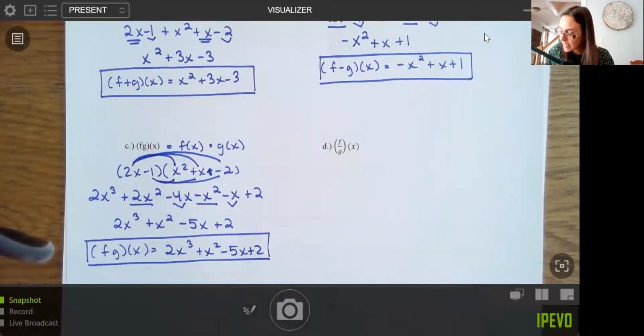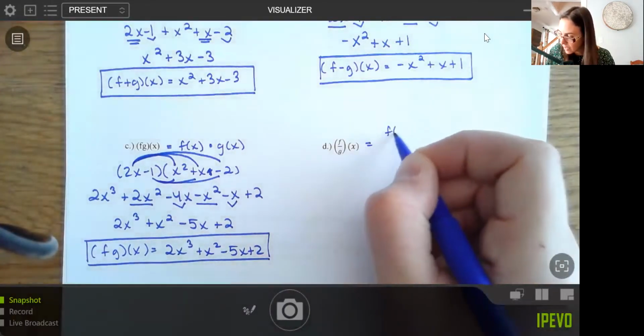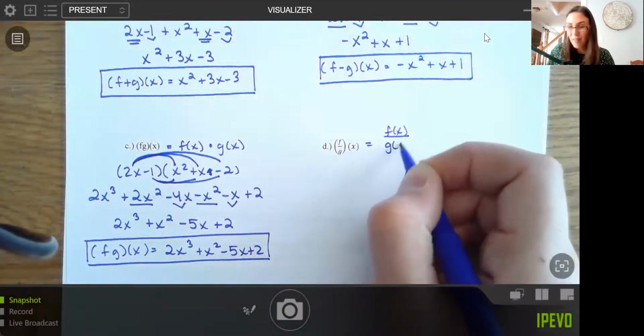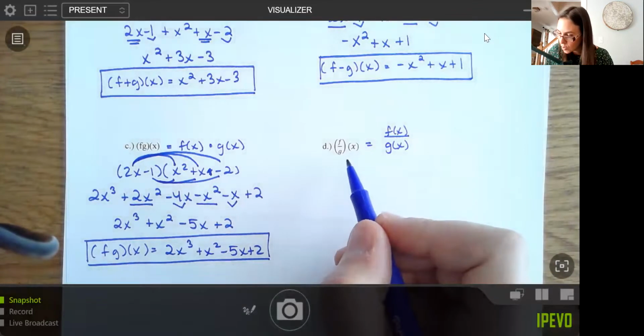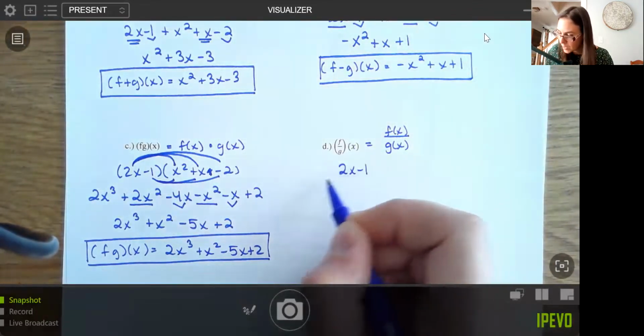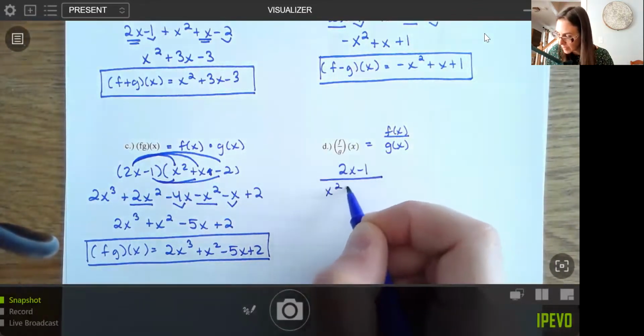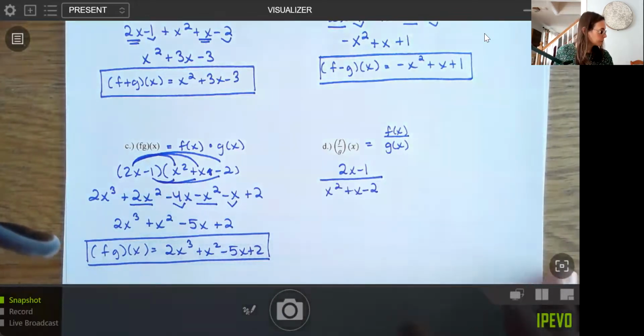And then finally, for the last one, you're just dividing. So you're going to do f of x divided by g of x. There's often not too much you could simplify here, but we'll try. So f of x is 2x minus 1. G of x is x squared plus x minus 2.